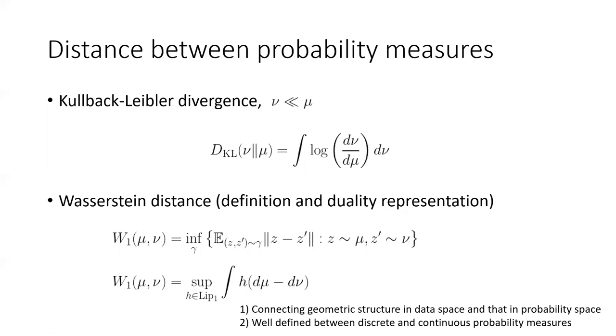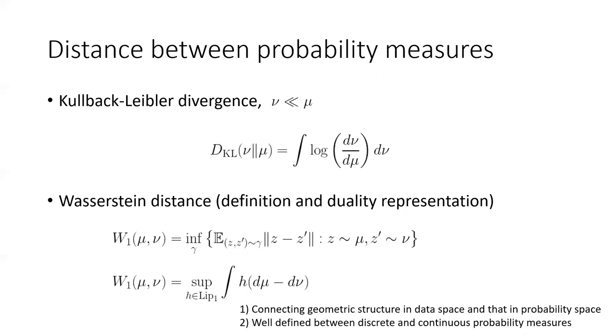Actually, the Wasserstein distance has this good property that it preserves somehow the geometric structure in the data space to the probability space. Also, by the duality representation, the Wasserstein distance can be rewritten in this form, where h is a function that is Lipschitz with Lipschitz constant 1. Another good property of Wasserstein distance is that it can be well defined between discrete and continuous probability measures.